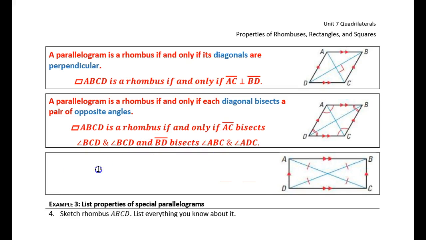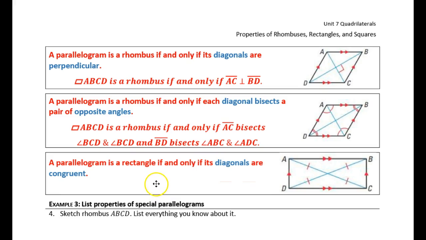And then last, with my rectangles, a parallelogram is a rectangle if and only if its diagonals are congruent. So that means that AC is equal to BD. But remember that in a parallelogram, your diagonals bisect each other. So if AC is congruent to BD, then the pieces that are bisected must also be congruent.